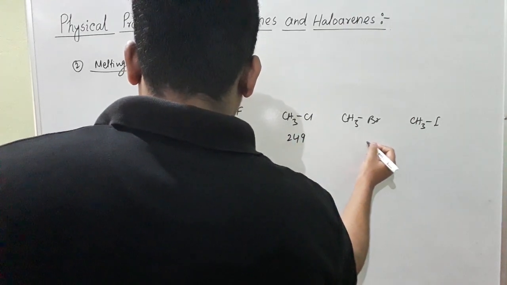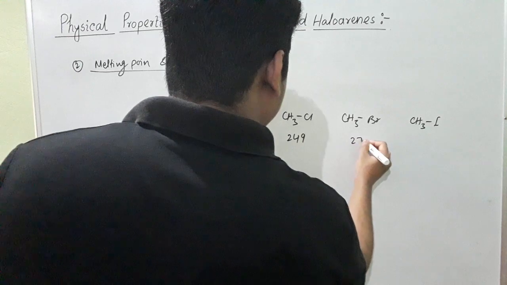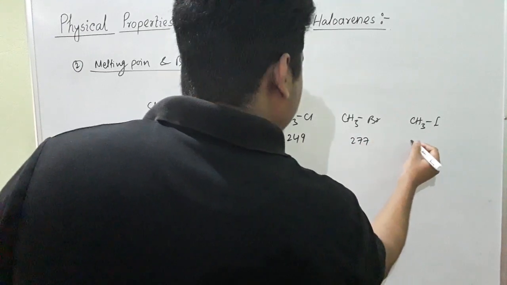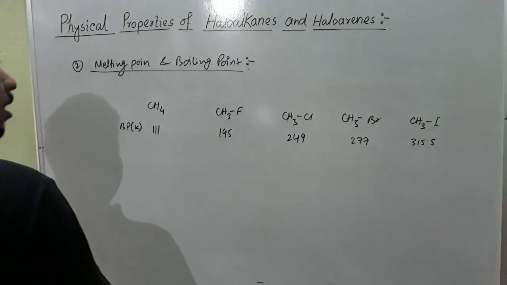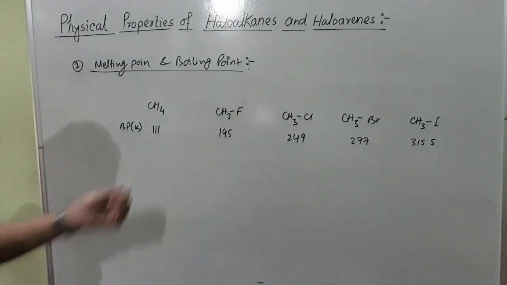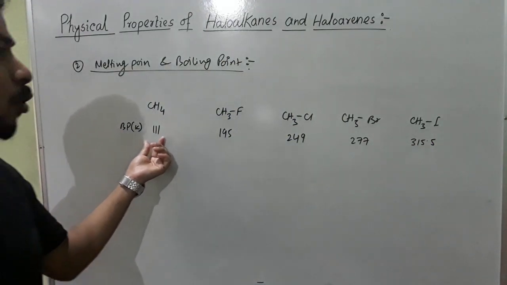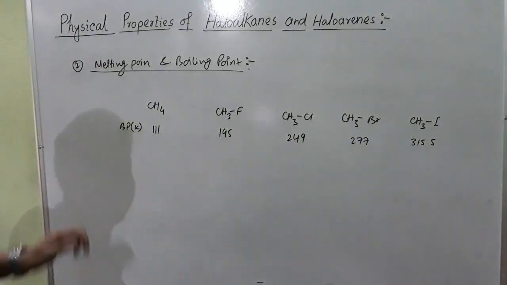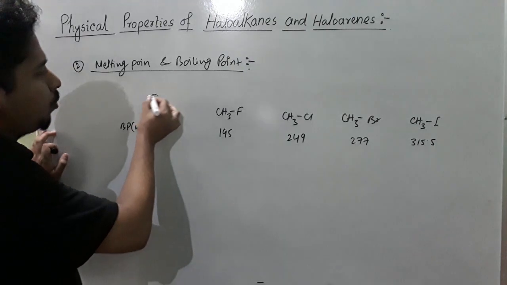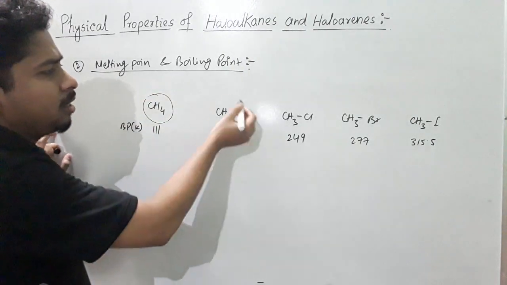This is 277. And this one is 315.5 Kelvin. Okay. So here you see the boiling point is increasing continuously. And here you see this is a hydrocarbon, but this is a haloalkane.